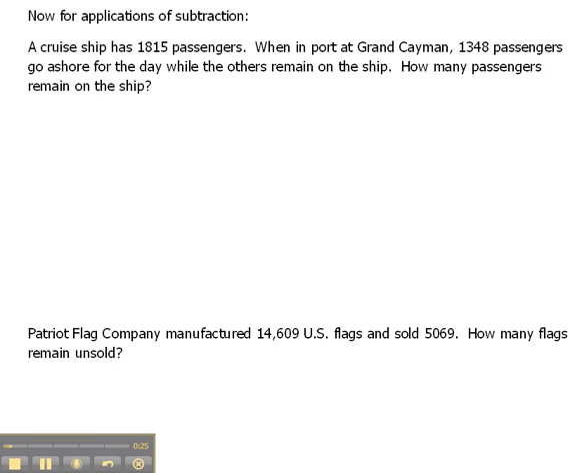Well, if we started out with 1,815 passengers, and this many went ashore, that means we're subtracting 1,348. Now again, we have to keep things nice and lined up because we have to go column, column, column. And now we can start doing our subtraction. So we can't take 8 away from 5, so we're going to have to borrow. So if we borrow, that becomes a 0, and we are adding 10 ones in the ones place.